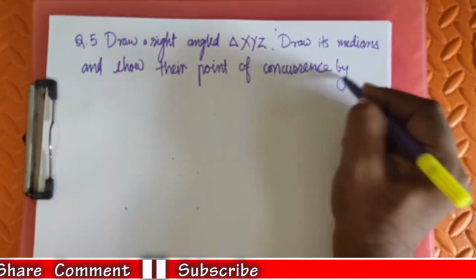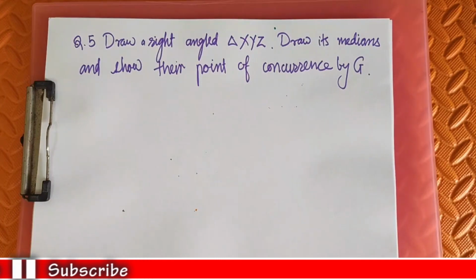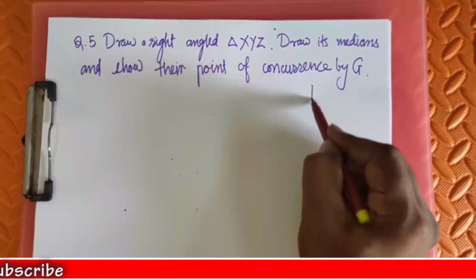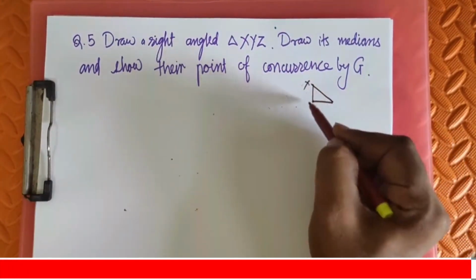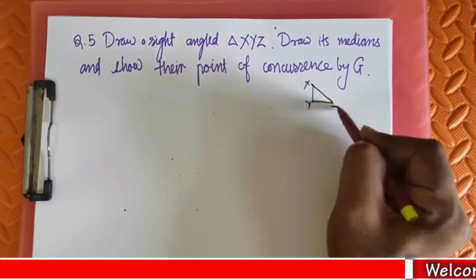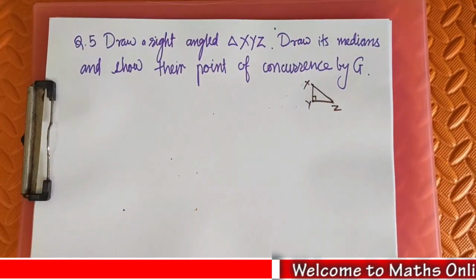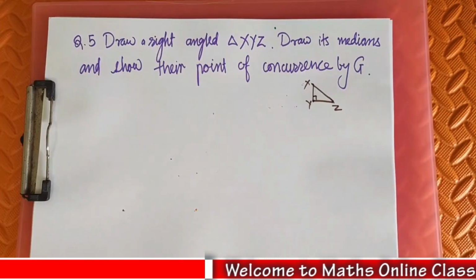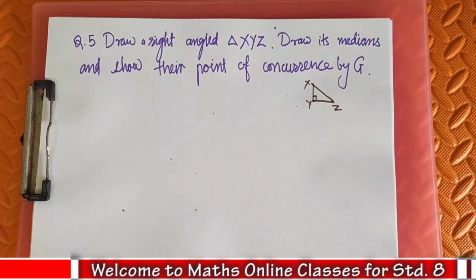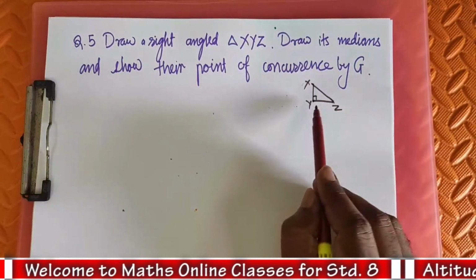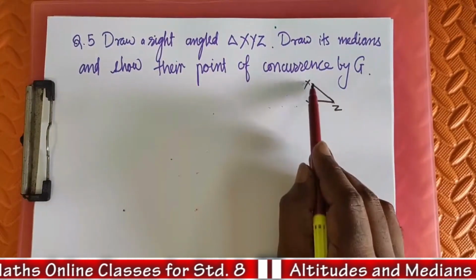By G. Draw one rough figure. X, Y, Z. Angle Y will be 90 degrees. I will take this distance 9 centimeter, this distance also 9 centimeter.